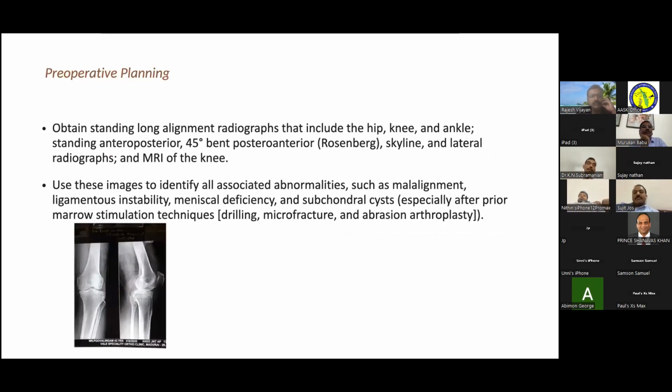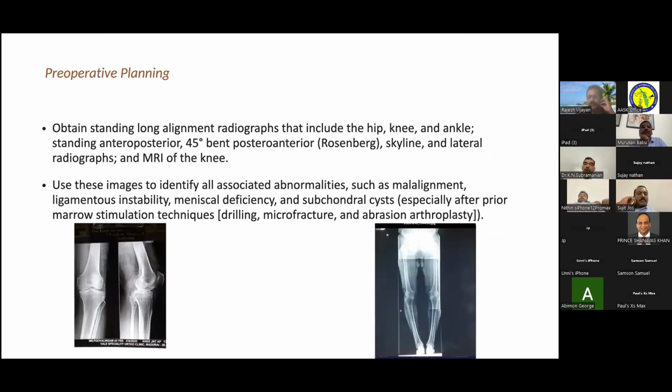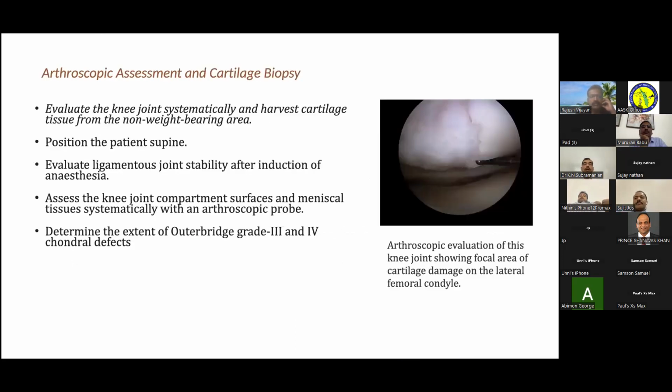And do preoperative planning. Check the alignment and make sure the alignment has been corrected, or the patient has a neutral alignment or, say, a 5-degree valgus alignment. And always do a long leg view to make sure we are not missing those issues. And assess with arthroscopy to see the cartilage biopsy area, and take the biopsy from the non-weight bearing area.